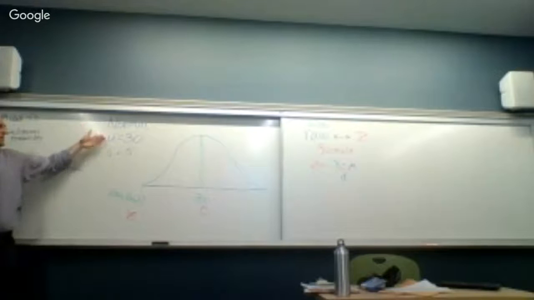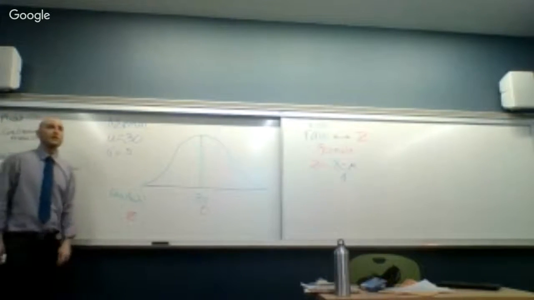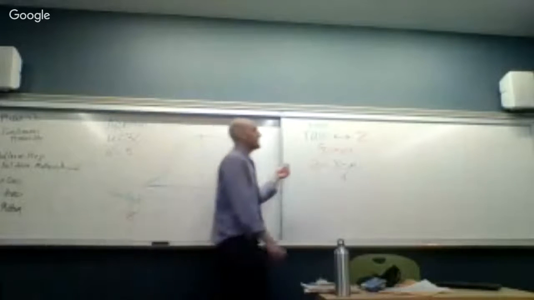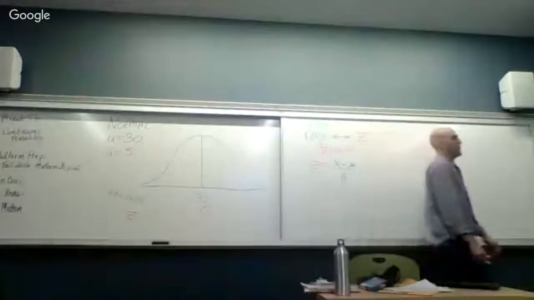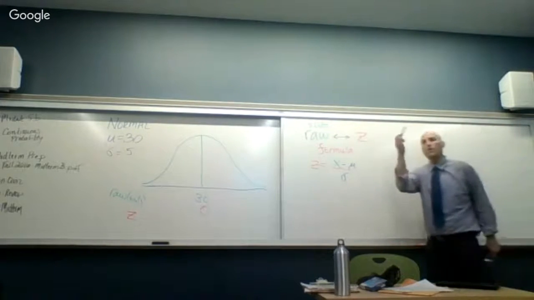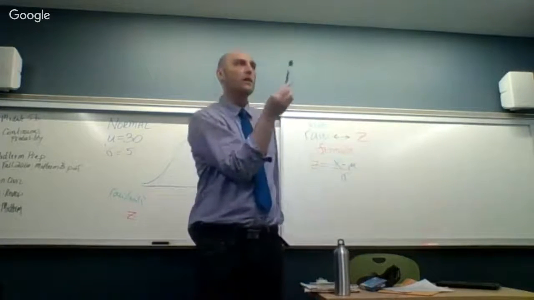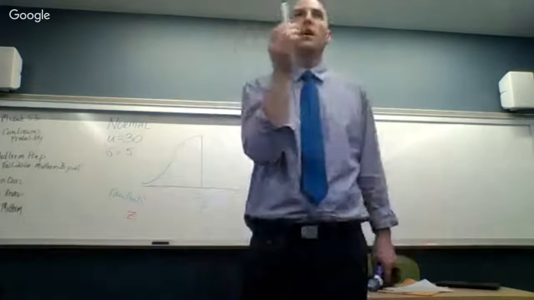A normal distribution with a mean of 30. I don't have the standard deviation on here yet. You don't just drop the standard deviation on there yet. You end up using the standard deviation in the formula. Question 36 asks, what is the z-score associated with 24 visits per year? So I want to put 24 visits up here as a raw score.